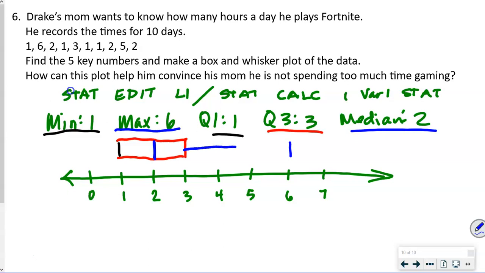Now, notice on this box and whisker plot that the min and the Q1 are the same. And that can be the case, as well as the max and the Q3 could be the same, okay? So let me go ahead and label this just so you guys know. This is both Q1 and the min, right? This was the median. This was Q3. And this was our max, okay?